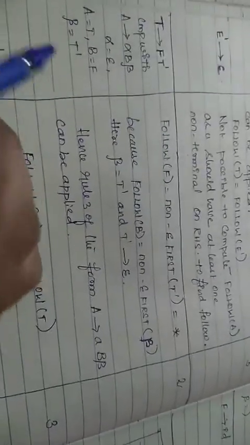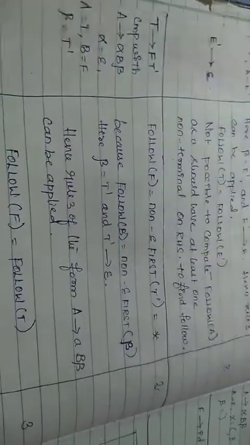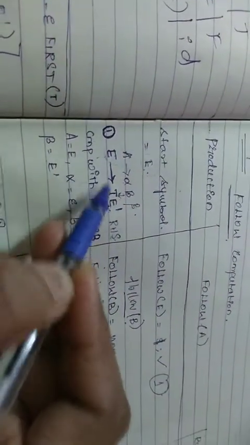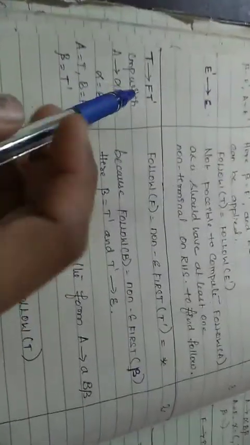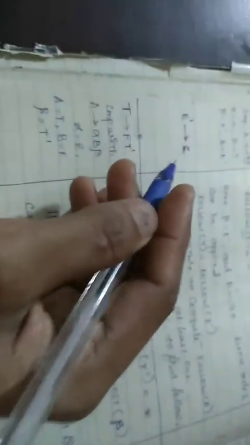So no issue. In the same way you calculate it for T gives FT dash, which is also the same type. E gives TE dash. Here T gives FT dash is there. How do I compare? Now this is my B.